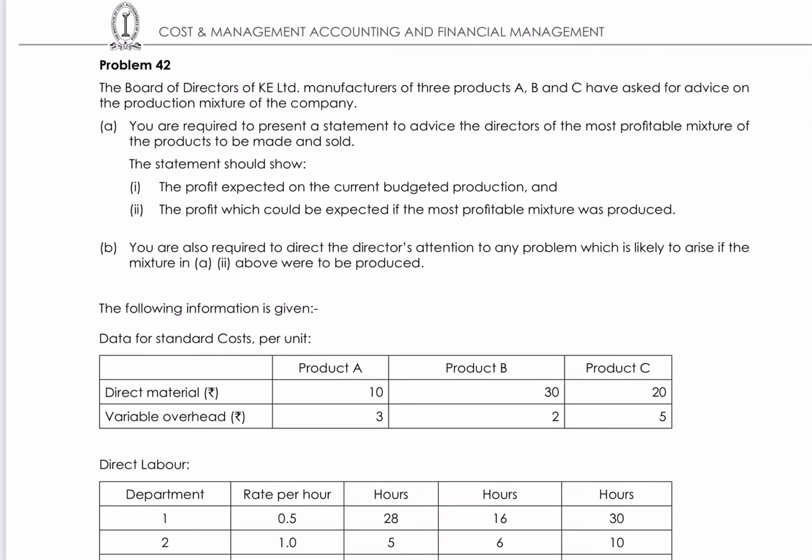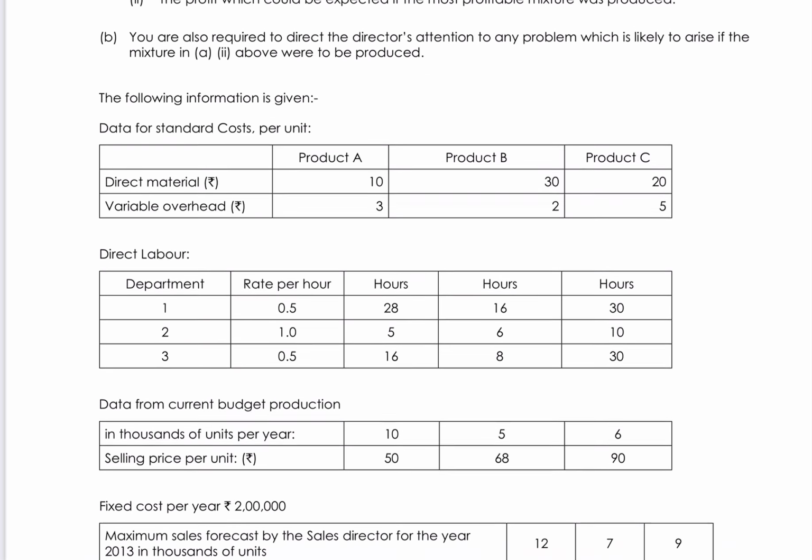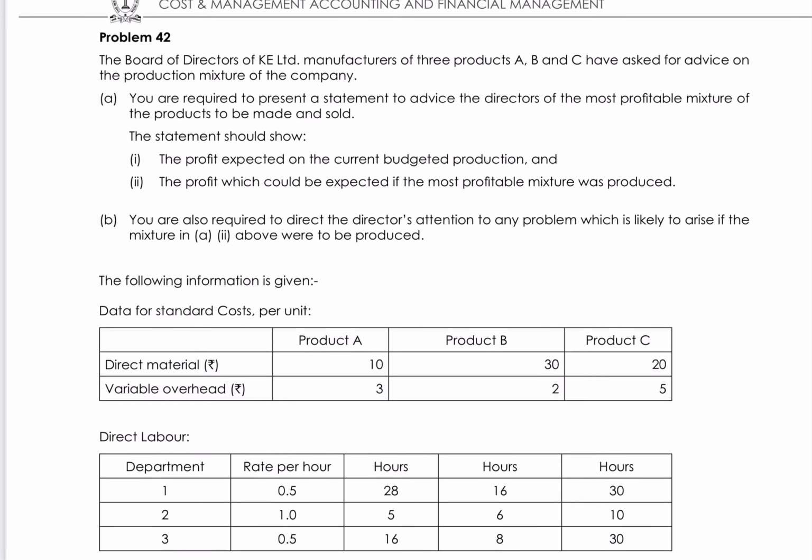Problem 42, page number 94 from study material. The board of directors of KE Limited, manufacturers of three products A, B and C, have asked for advice on the production mixture of the company. You are required to present a statement to advise the directors of the most profitable mixture of the products to be made and sold. That statement should show the profit expected on the current budgeted production and the profit which could be expected if the most profitable mixture was produced.